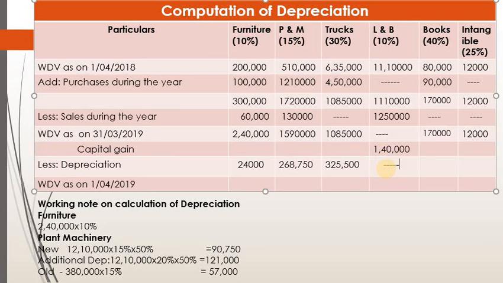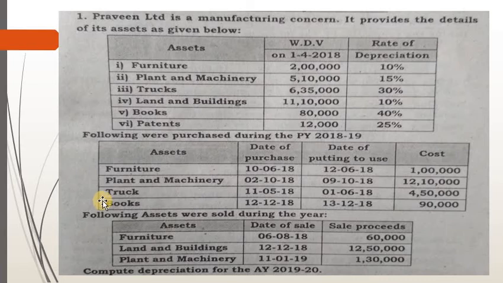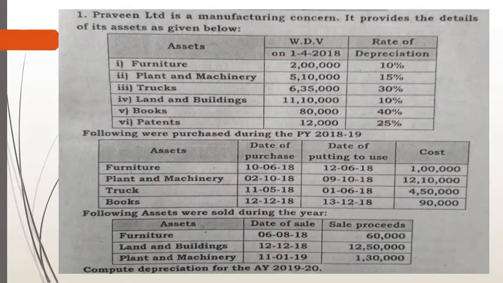Then let's calculate for books. While calculating for books, we have to see whether there is any purchase. Yes, there is a purchase. We have to see the date of purchase, that is 12/12/2018. Put to use from 13/12/2018. That means it is less than 180 days. 13/12/2018 to 31st March 2019, so less than 180 days.